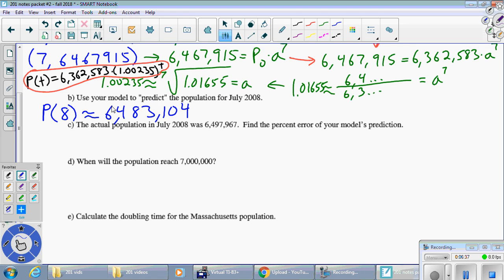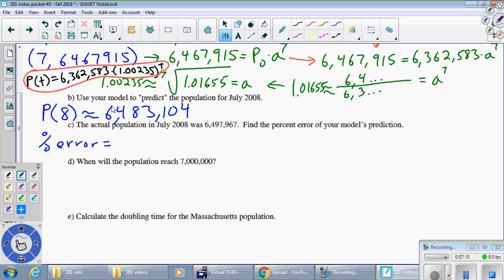Then it says the actual population was 6,497,967, and we're going to find the percent error. So here we go. Percent error equals, all right, I always forget whether it's the actual number minus our estimate or the other way. So let's see, are we too high or too low? Our estimate is 6,483,000, and the right answer was 6,497,000. So we are too low, and I know that means our percent error should be a negative number. We were under the right answer.